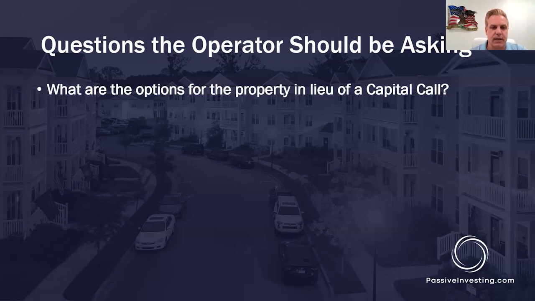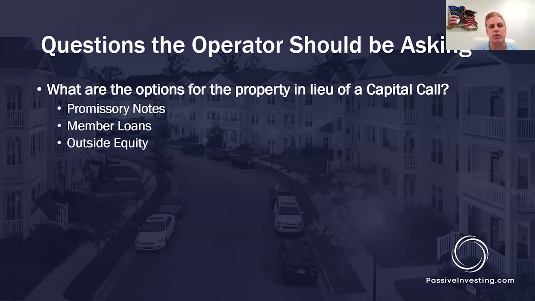So it's a lot of things to think about on trying to avoid it, right? Some of those things could be a promissory note, member loans, bringing in outside equity. These are probably the top three things that I've seen to avoid a capital call. And I'm assuming that you've done everything to increase revenue, decrease expenses, and operationally run the property as efficiently as you can. I'm assuming all that's been done, right? And now you're getting to where the rubber meets the road and the property needs more money. So these are some things that you could look at to try to avoid a capital call.